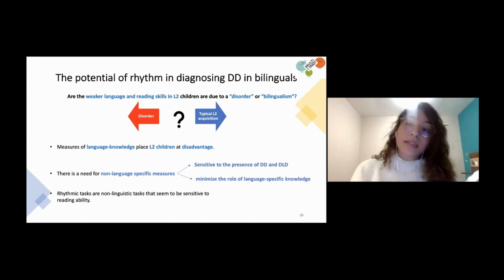We think that tasks that look at rhythm might have potential in diagnosing dyslexia in bilingual children, because, as I've just shown, there are correlations between performance on rhythmic tasks, particularly those that involve anticipation or synchronization, and handwriting and language, as well as reading. So these are non-linguistic tasks, but maybe we could use them to help us understand and identify individuals with dyslexia better.